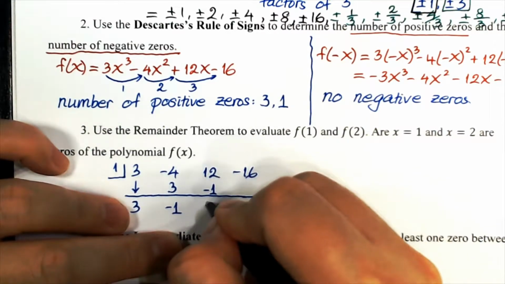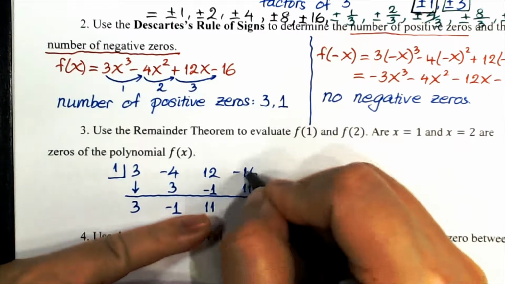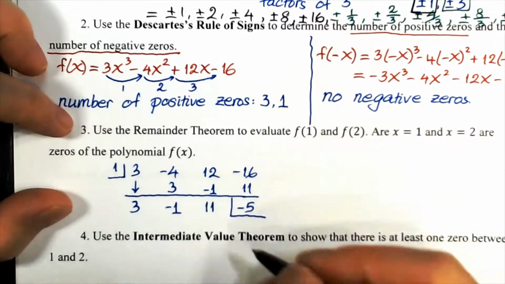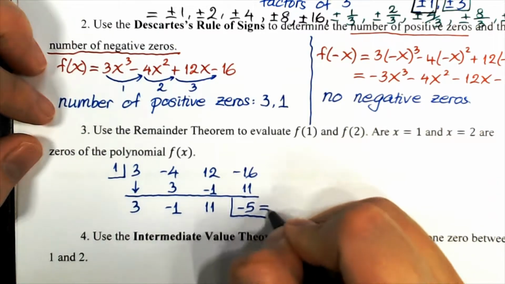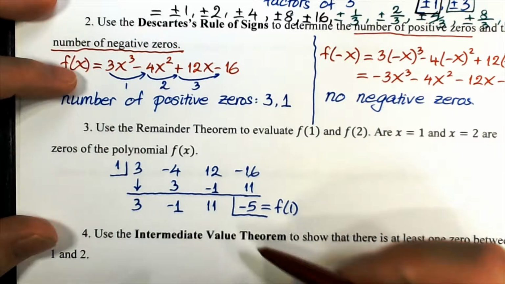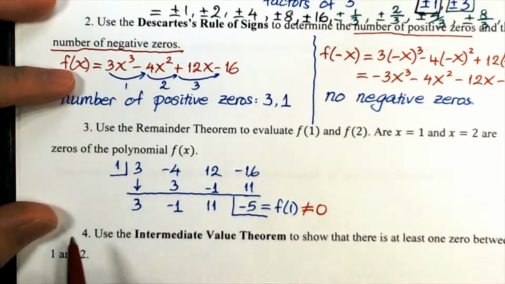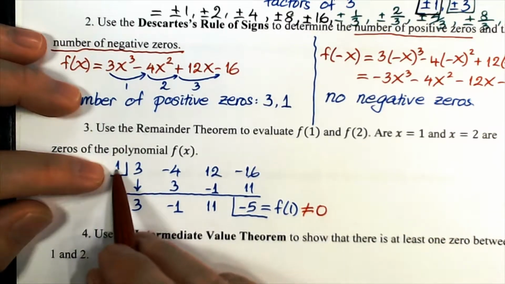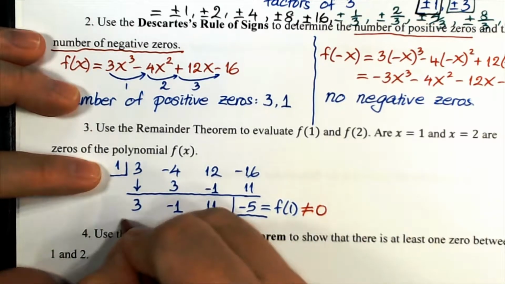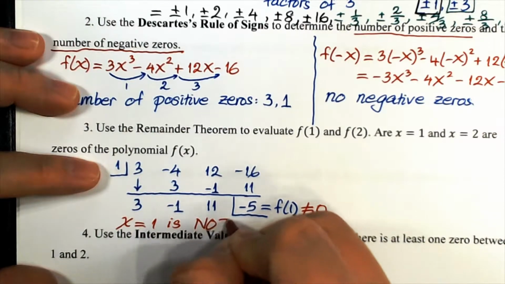And then add. Multiply. And then add. Now this is f of 1. The remainder is f of 1, which is not equal to 0. So we say x equal to 1 is not a 0. If this is equal to 0, then that is the 0. So we say x equal to 1 is not a 0.